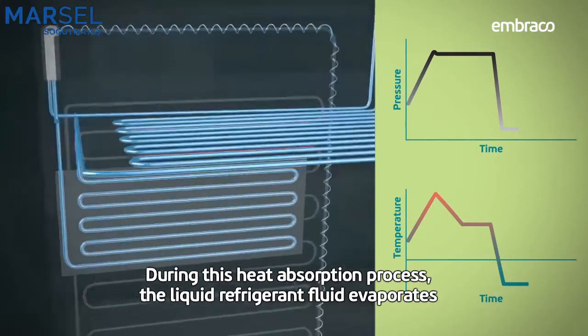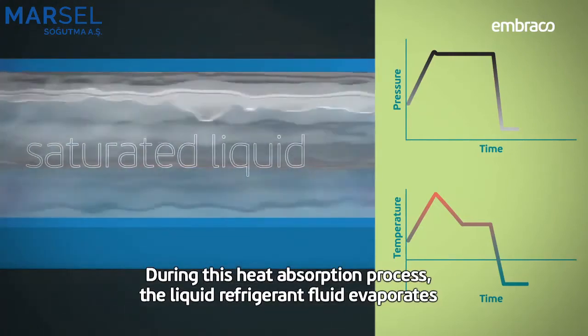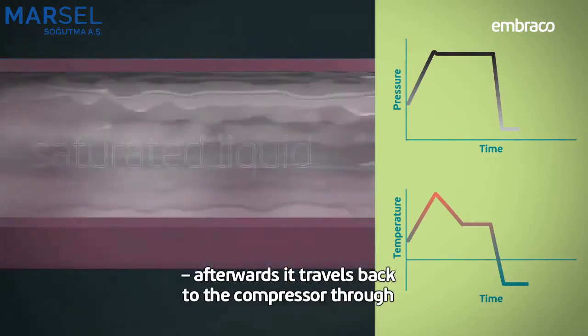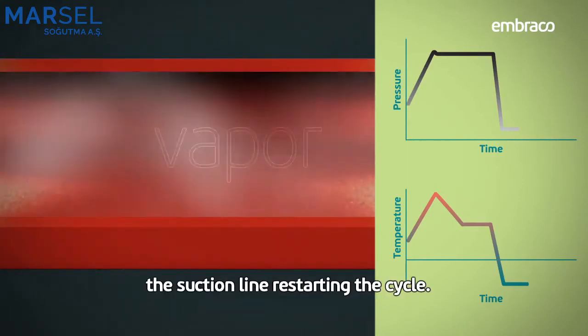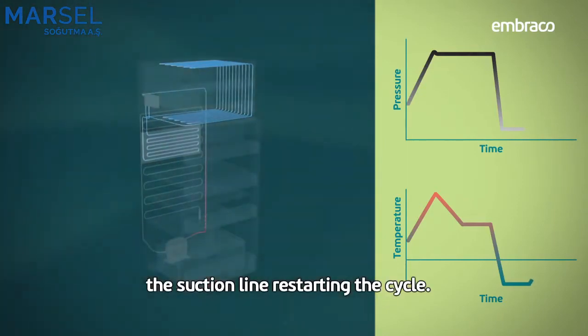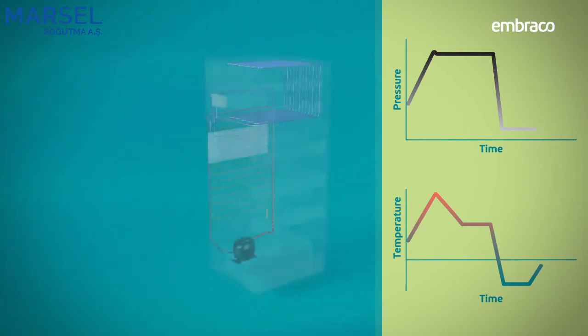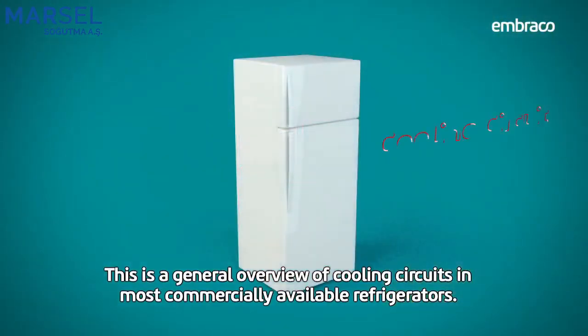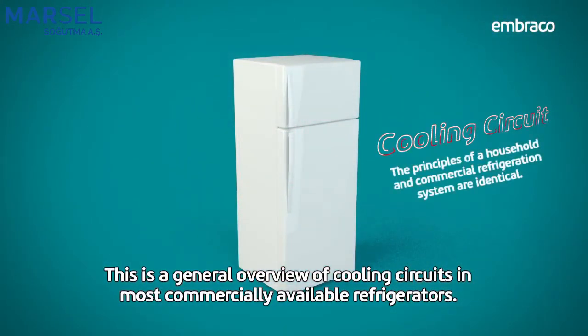During this heat absorption process, the liquid refrigerant fluid evaporates. Afterwards, it travels back to the compressor through the suction line, restarting the cycle. This is a general overview of cooling circuits in most commercially available refrigerators.